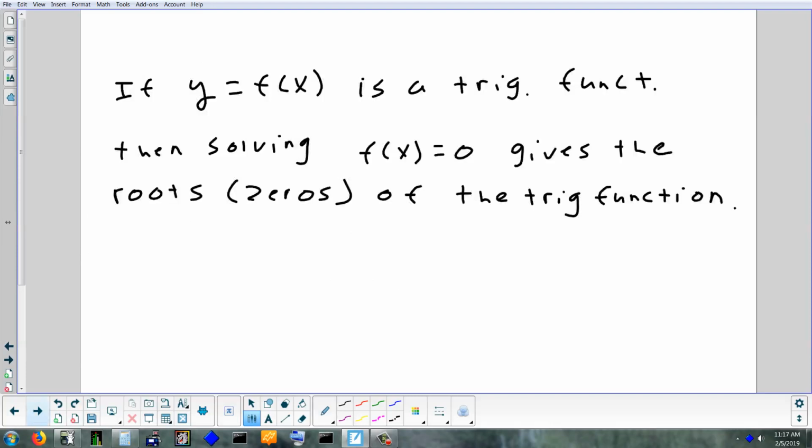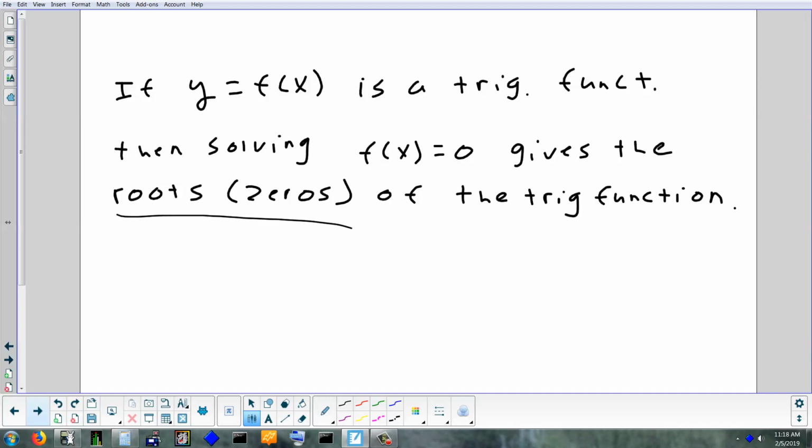All right, so if you have a trig function and you set it equal to 0, it's just a reminder that that's called finding the roots of the equation, or finding the zeros. Another name we called it is the x-intercepts. So anytime you're finding where a function equals 0, you're finding where it crosses the x-axis. You're finding the roots. You're finding the zeros.